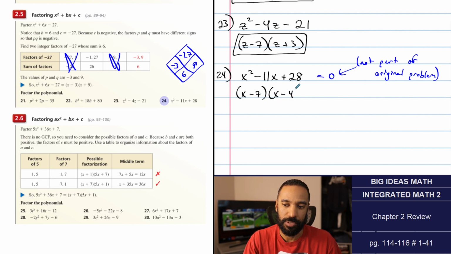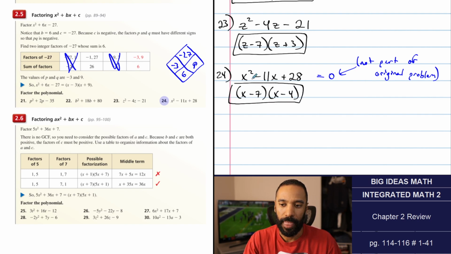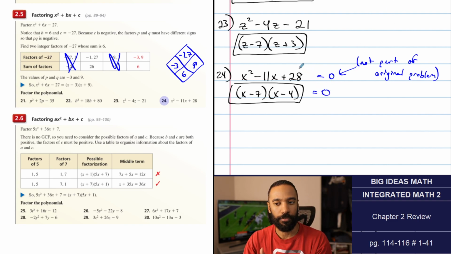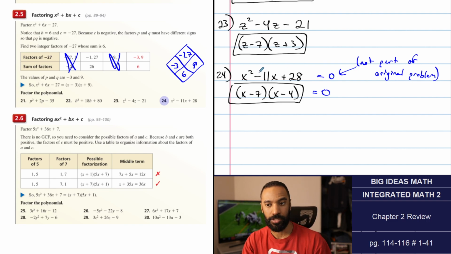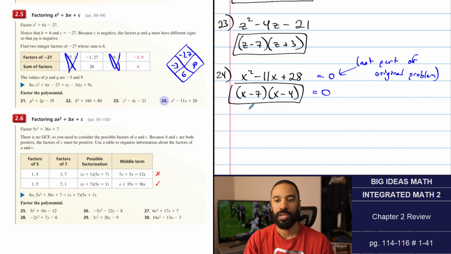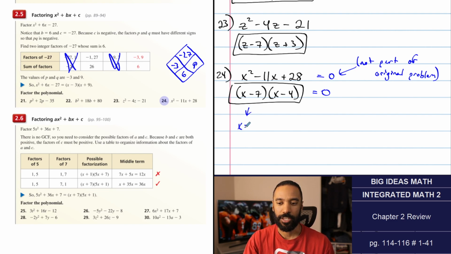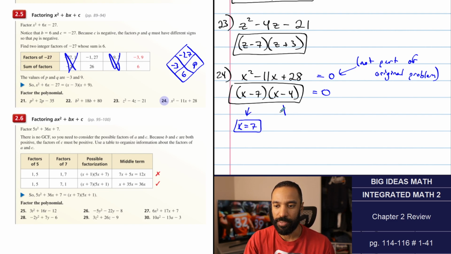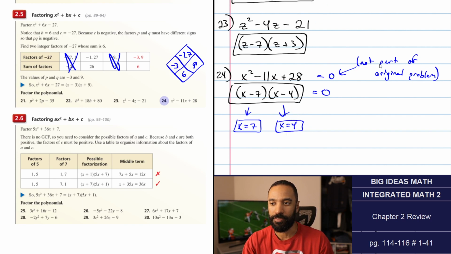So x minus 7 times x minus 4. That would be the answer. Now, let's say that this was set equal to 0. Your whole goal for these problems to solve for x is factor it, create a product out of these things, have it set equal to 0 to then use the zero product property. If x minus 7 equals 0, then x would equal 7. If x minus 4 equals 0, then x would equal 4. Once again, not part of the original problem.